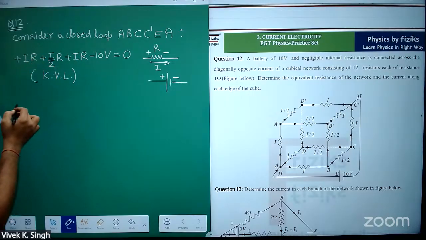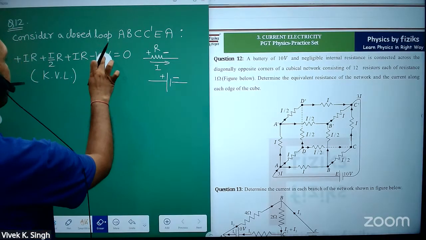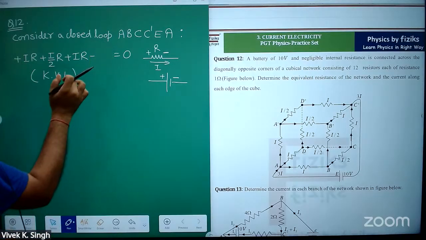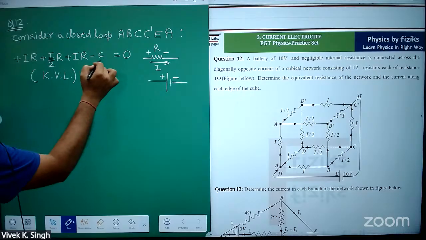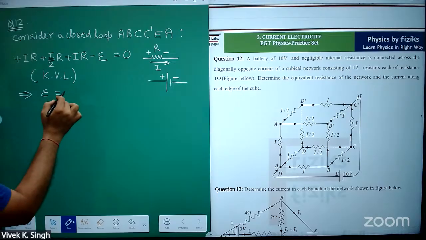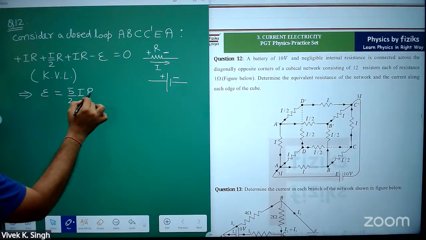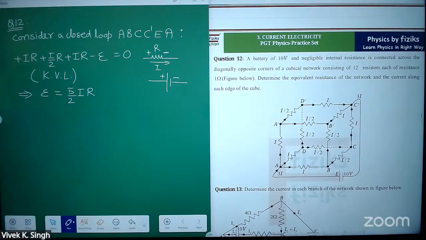So what will be the current I here? In this case, instead of writing 10 volt, I am taking the EMF of the source as E. So here the EMF is given by 5 by 2 I into R, 5 by 2 I into R. So what will be the equivalent resistance?